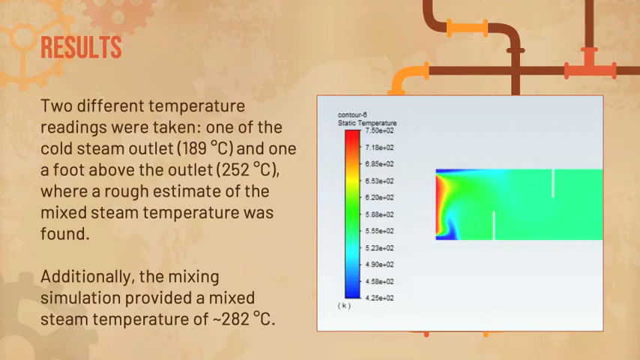2 different temperature readings were taken. One of the cold steam outlet, which came out to 189 degrees Celsius, and one a foot above the outlet, where a rough estimate of the mixed steam temperature was found. This temperature came out to roughly 252 degrees Celsius. We can now compare these readings to the theoretical values we found. The mixing simulation provided a mixed steam temperature of roughly 282 degrees Celsius.